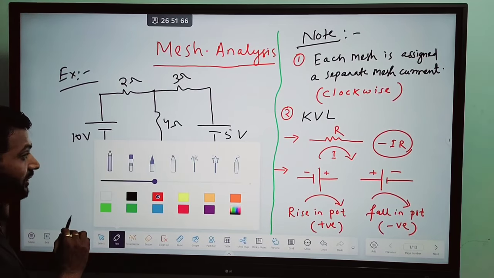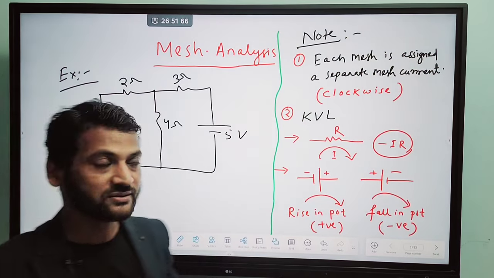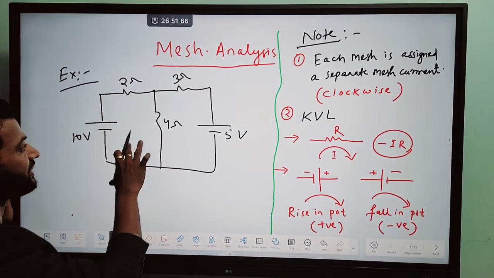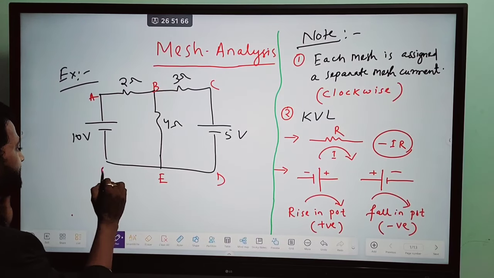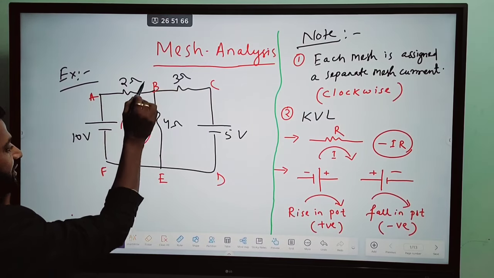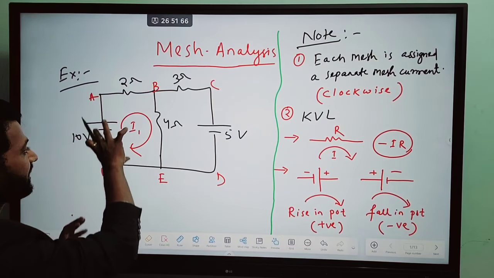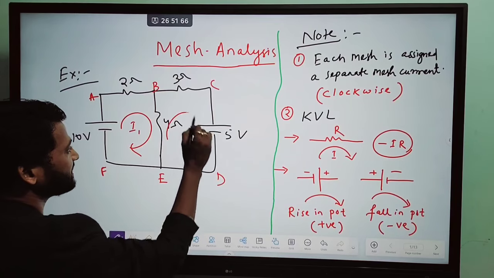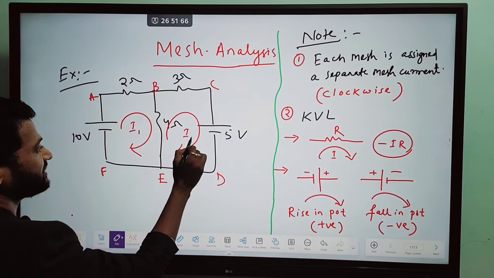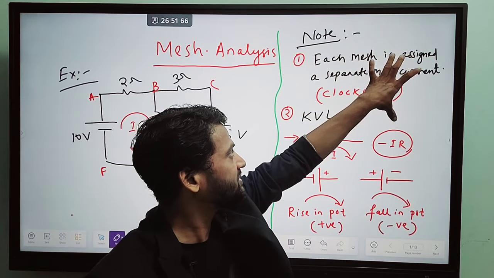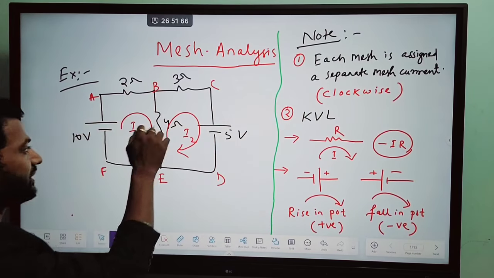The point number one, what is point number one? We have to identify the meshes, and each mesh is assigned a separate mesh current. So here we can clearly see there are two meshes. Name the nodes A, B, C, D, E, F. This one is the first mesh, A, B, E, F, A. Let this current be I1, and the direction of current will be taken in clockwise direction. Similarly, what is mesh number 2? This one is mesh number 2, B, C, D, E, B. Let this current be I2. I think the first point is clear. Each mesh is assigned a separate mesh current, mesh number 1 and mesh number 2, and the direction of current will be taken in clockwise direction.